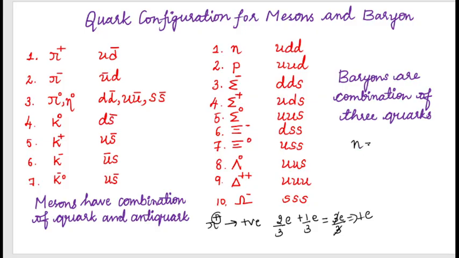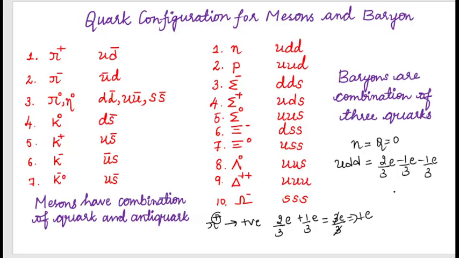Neutron means it is neutral in charge, so the charge should be equal to 0, right? See, it is a combination of U, D, D. For the up quark, we have a charge of 2 by 3 times e. For the down quark, we have a charge of minus 1 by 3 times e. Again, we have a down quark, it is minus 1 by 3 times e.